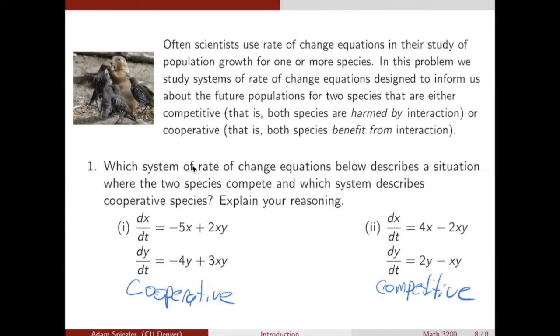And we could reverse the same. And over here, we could say, okay, population X. What happens if population Y was large? Well, that would cause population X to increase. So that's a cooperative relationship. Compared to this model over here, that's right, where you can see if I'm looking at this top equation, if we have a lot of Y, that's actually bad for population X in this situation.